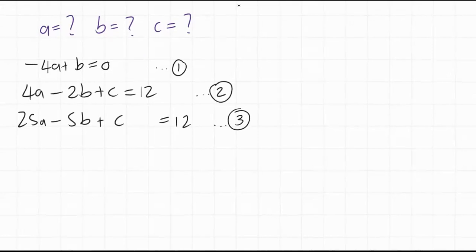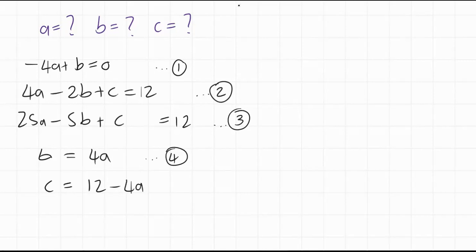If we rearrange number 1 slightly by plussing 4a on both sides, then b will be equal to 4a. Let's call that number 4, just to follow on. So if b is equal to 4a, we have an actual value for B that we can use. And then using the same logic, we take number 2 and we isolate C, we make C the subject. So we minus 4A and we plus 2B. So C will be equal to 12 minus 4A and plus 2B. Let's call this number 5.